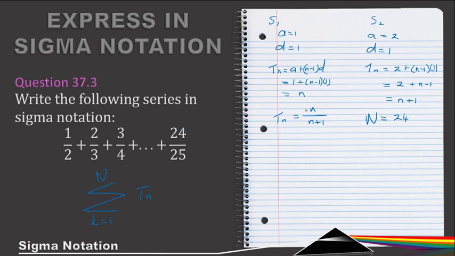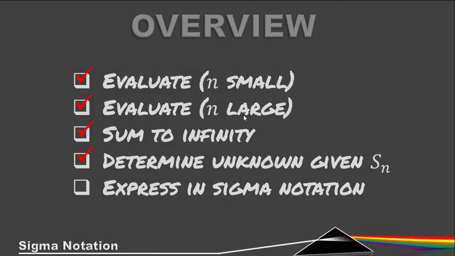Now we could just substitute these things in. If k is 1, then up until 24 terms, we can say it's k over k plus 1, and that gives us this summation. Okay, and then we are done.